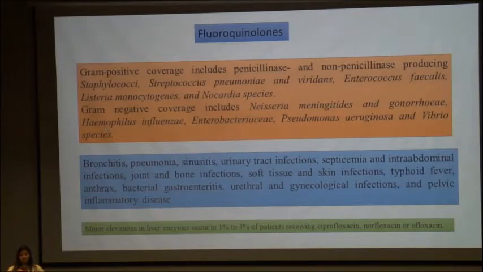Then Haemophilus, Enterobacteriaceae, almost all members are susceptible, Pseudomonas aeruginosa, and also Vibrio species. So it has a broader spectrum of activity, and therefore it is used in various types of infections like bronchitis, pneumonia, sinusitis, or UTI, or intra-abdominal infections, and various other skin and soft tissue infections. So it has a broader spectrum of activity.